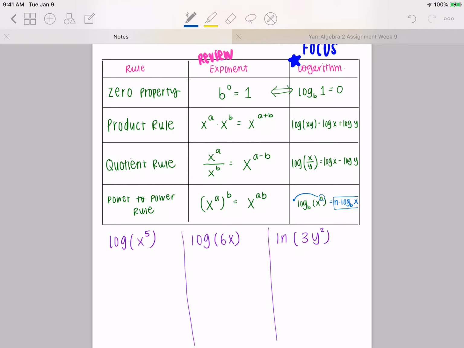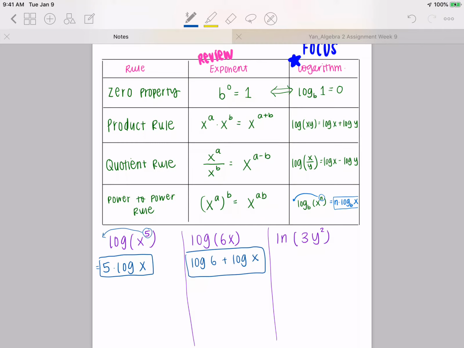So the first one right there, I'm going to be using the power to power rule. Take the 5 down to the side, which will look like 5 times log of x. That's it. Okay, next one. If I have log 6x, I'm going to be using the product rule because these two things are being multiplied right there. And then I need to break it down into two logs, which is log 6 plus log x. That's your answer.